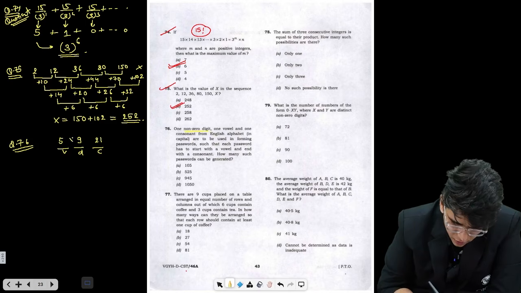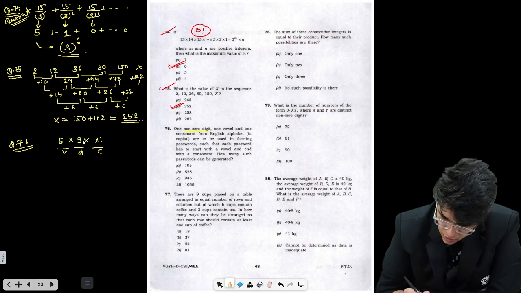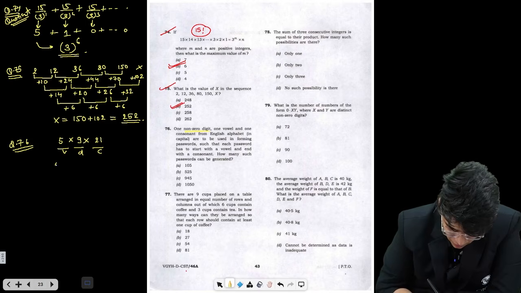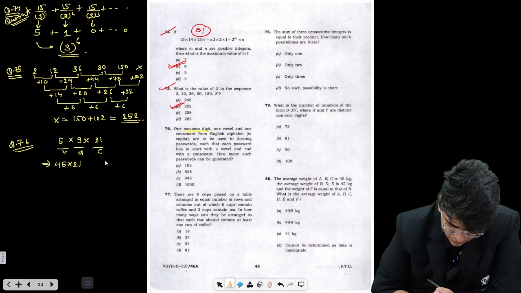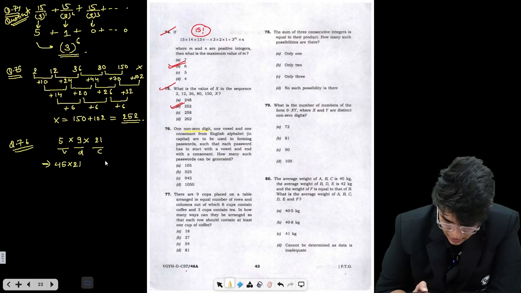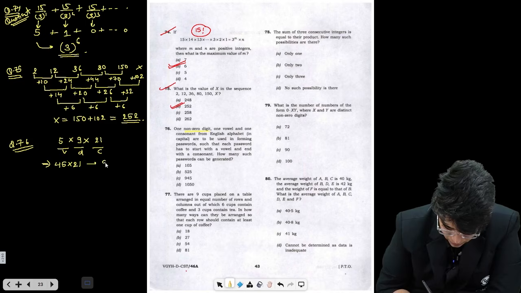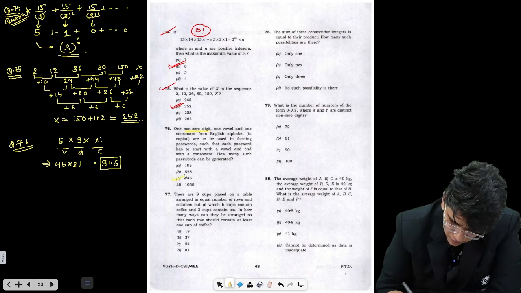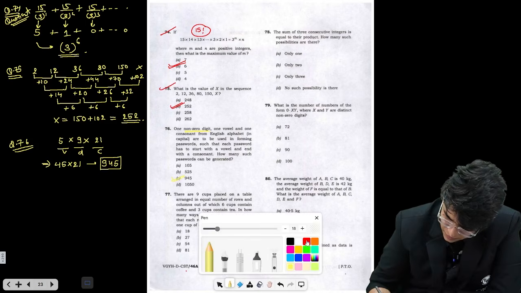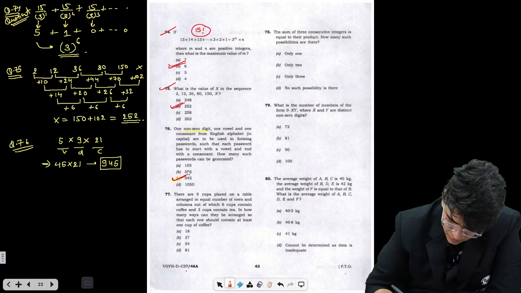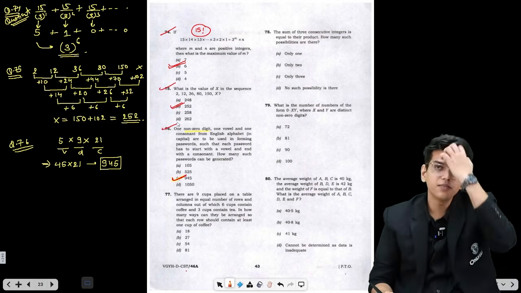So basically the total number of codes possible are 5, 9 into 21. How many such passwords can be generated? So basically 45 into 21. 45 into 20 is 900, 945. Total number of these combinations are 945. ठीक, 76 is done, है ना?